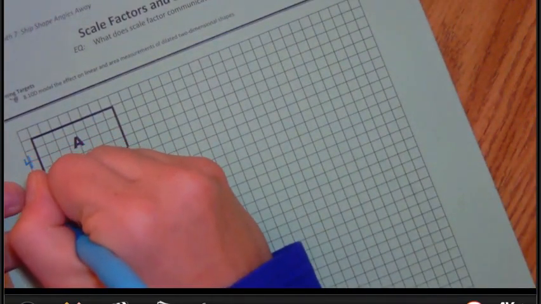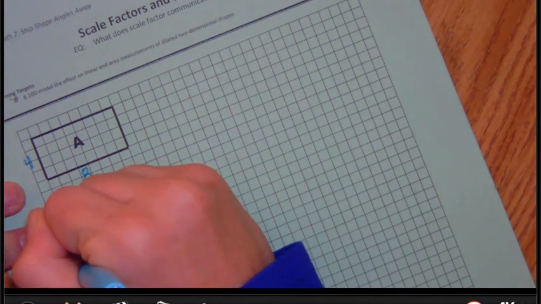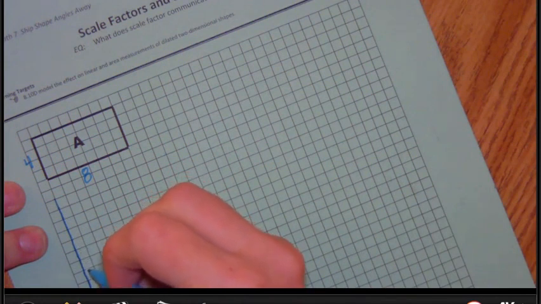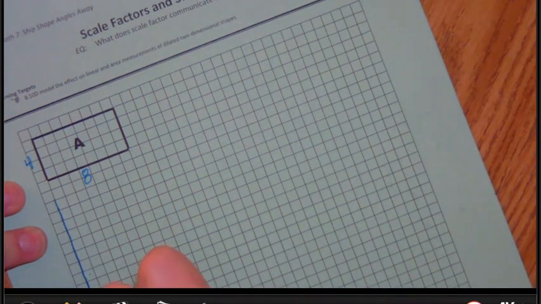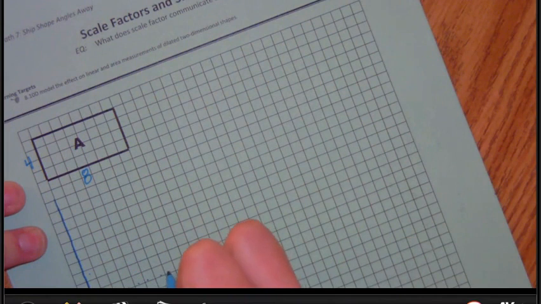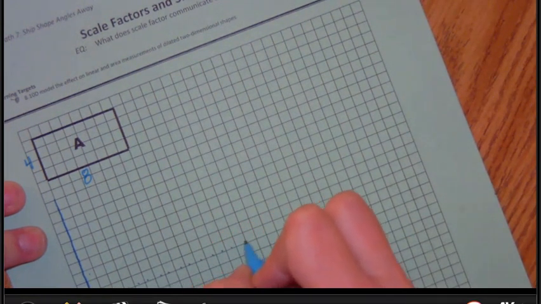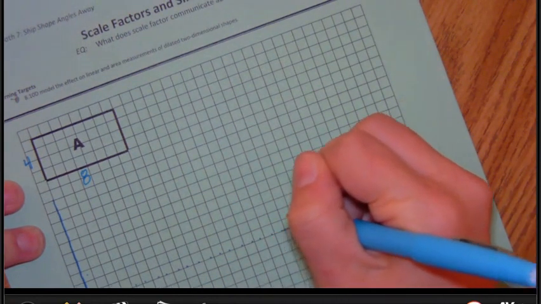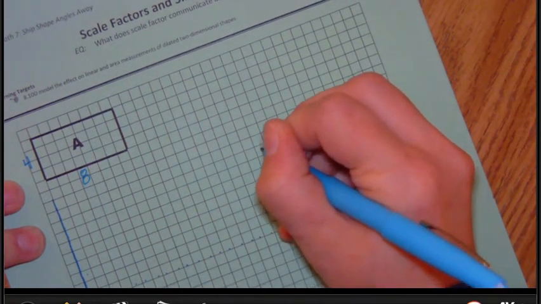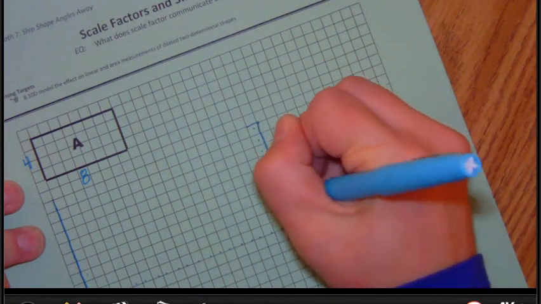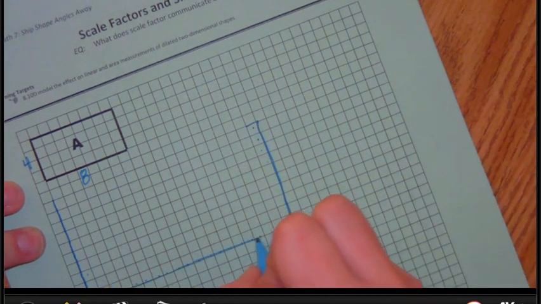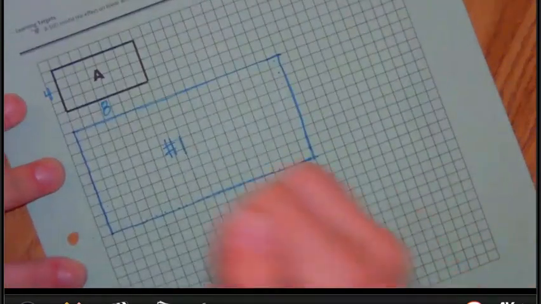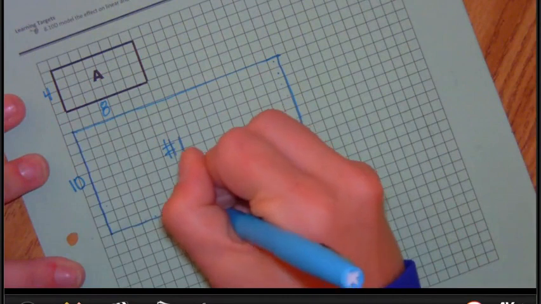I count 1, 2, 3, 4, 5, 6, 7, 8, 9, 10, and then I'm going to go to 20. I have a 10 in here. Label it number 1. So I now have a 10 by 20.